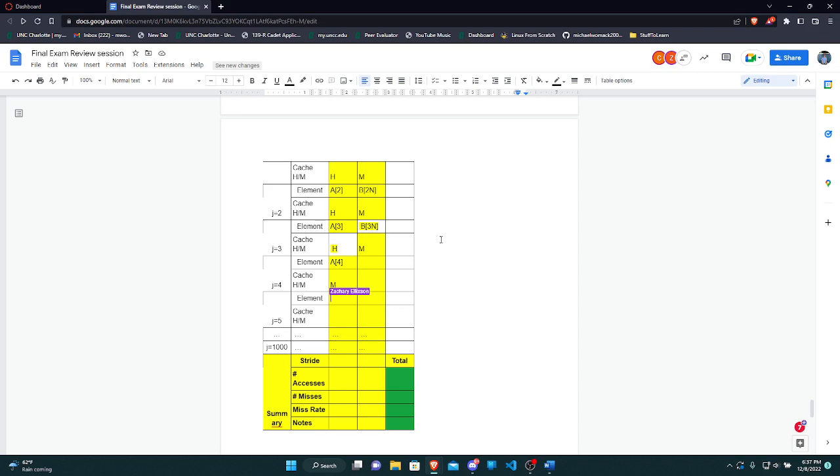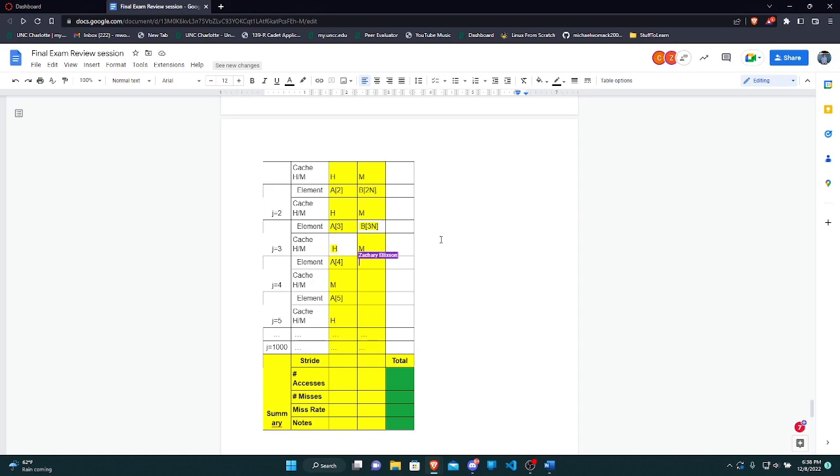So I'll just go ahead and do this one. When J is 5, we've loaded in A of 4, A of 5, A of 6, and A of 7. So this one's a hit once again. And that's the pattern. Since a cache block is going to fit 4 integers, it's going to miss the first time, load in the 4 integers, and then we're going to hit the next 3 times, and then it's going to be a miss again.